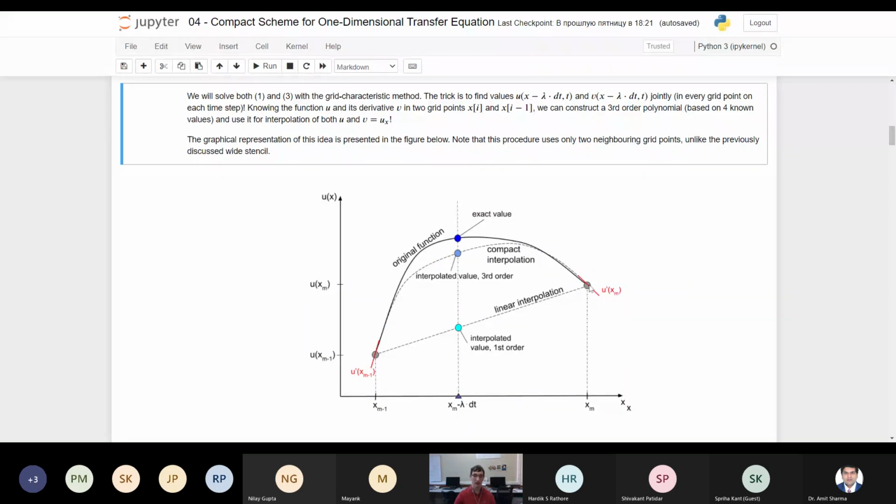Here it's depicted by dashed line, and the interpolated value by the procedure of this interpolation with the compact scheme results in a much more accurate value. Thus, the accuracy is significantly improved, and the interpolation order is raised to 3.